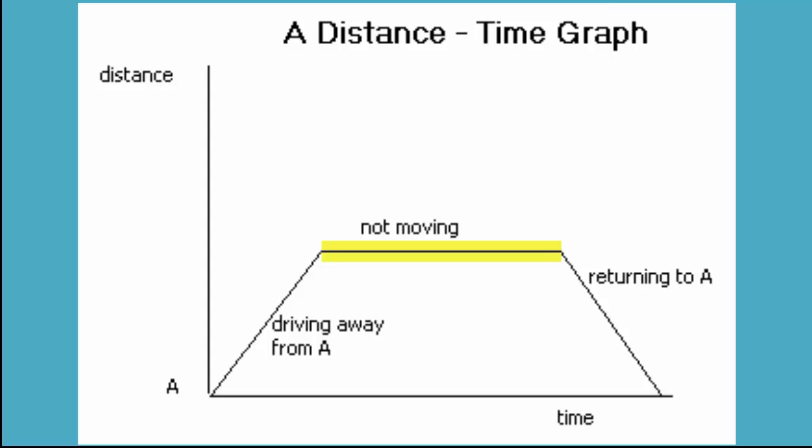Let's think about what might be happening when the graph is horizontal or flat. When the graph is flat, the car must have stopped. Then the graph goes back down. When the graph is going down, the distance from its starting point is getting smaller. Let's think about what might be happening then. When the graph goes down, the car is getting closer and closer to its starting point.